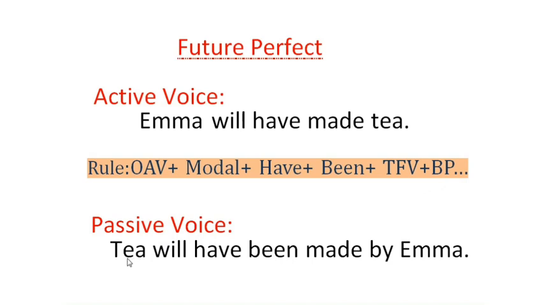So what must be the passive voice here? First comes OAV. OAV is T. So first comes T. Then modal. So what's the modal here? Will is modal here. T is the third person singular number, so will be used. So T will. Then comes have. Have is used. Then been is used. Then TFV, third form of the verb. So make is the verb. Third form is made. Made is used. Next comes by phrase. By Emma. This is passive voice. Active is Emma will have made tea. Passive is tea will have been made by Emma.